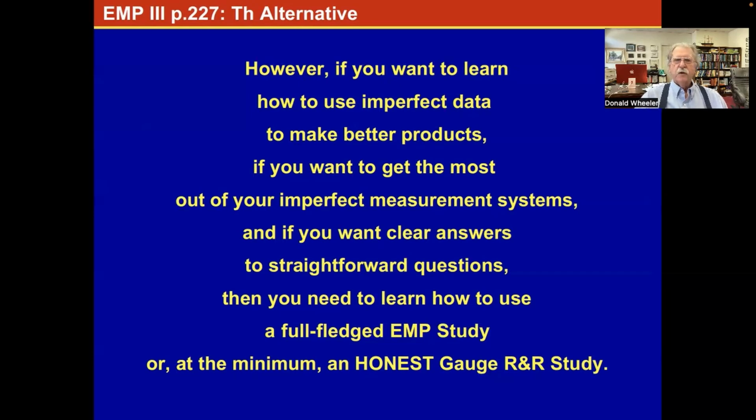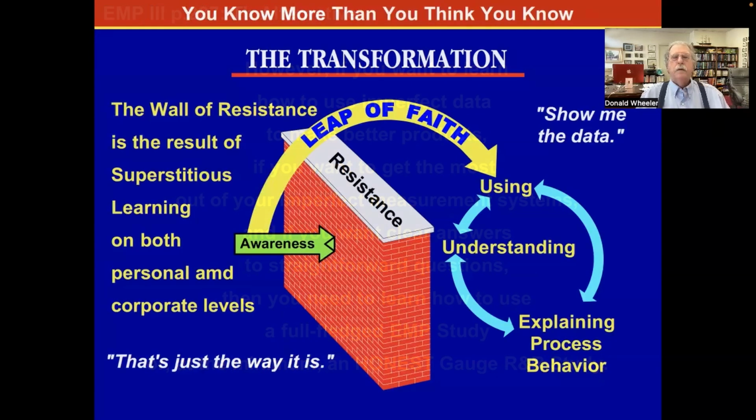However, if you want to learn how to use imperfect data to make better products, if you want to get the most out of your imperfect measurement systems, if you want clear answers to straightforward questions, then you need to learn how to use a full-fledged EMP study, or at the minimum, an honest gauge R&R study. Well, you know more than you think you know. I have tried to raise your awareness regarding a different approach to making sense of your data.